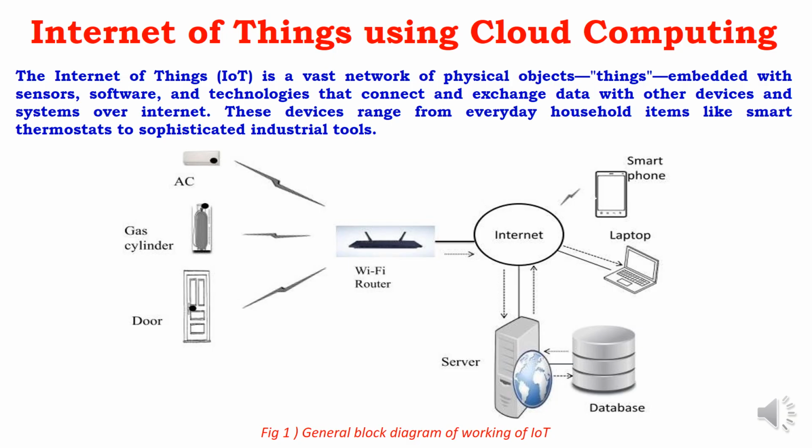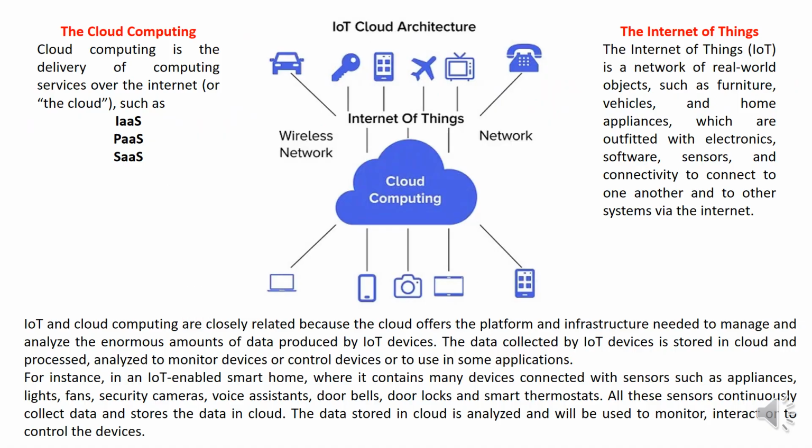These sensors collect data and the data is stored in a central database over the internet or in the cloud. The data that is stored in the cloud is processed and analyzed and will be used to monitor or control the devices. For example, AC can be switched on or off using IoT. We can lock or unlock a door using IoT. We can control the supply of gas using IoT. The figure shows the Internet of Things connected to the cloud and the user interface.